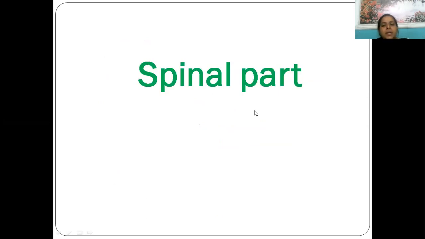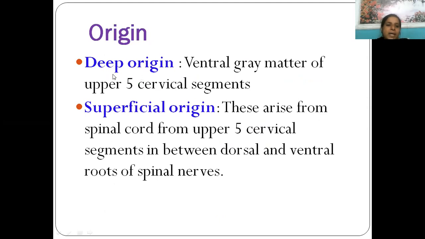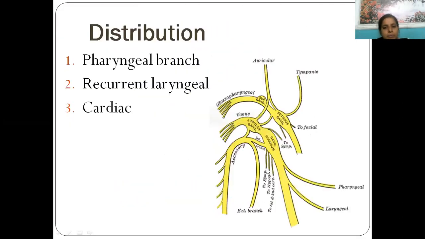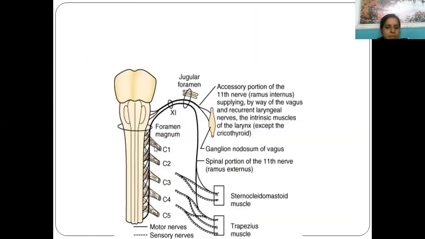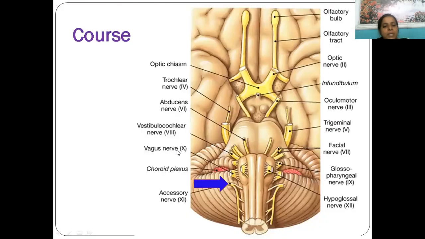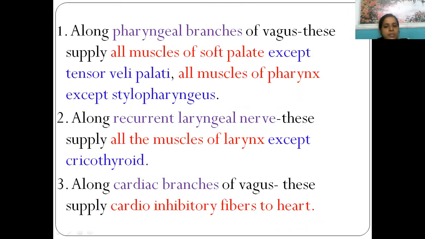Once we are done with the cranial part, we do the spinal part. For the spinal part of the accessory nerve, the deep origin, where does it come from? If you remember this picture, this long, lengthy thing, C1, C2, C3, C4, C5. Up to the C5 segment, you have the origin of the spinal part of the accessory nerve. It enters the foramen magnum and joins the cranial root. Then it finally comes out through the jugular foramen. Then it enters the posterior triangle. Very simple. Supplying those two muscles. Very, very simple.